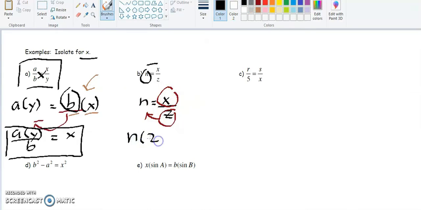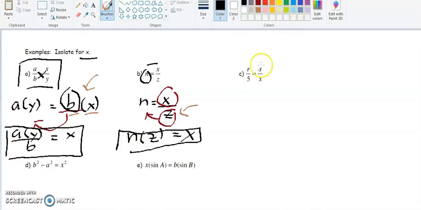So remember, when you move over a variable from one side to the other, you have to use the operation which is opposite to what you're using on the other side. So on the right side, z is divided, right? So when you move it over, it has to be multiplied. So that gives us n times z equals x. So we have completely isolated x. Right? So let's try another kind of problem.